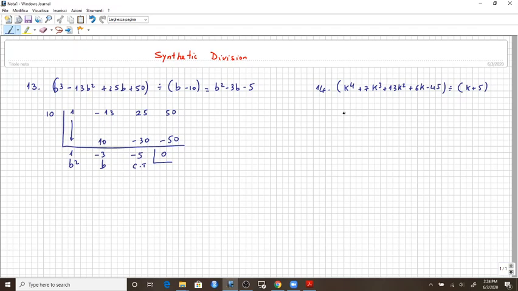Alright, so what we have? We have 1, 7, 13, 6, negative 45. And here we put a negative 5. Bring down the first number, 1. 1 times negative 5 is negative 5.